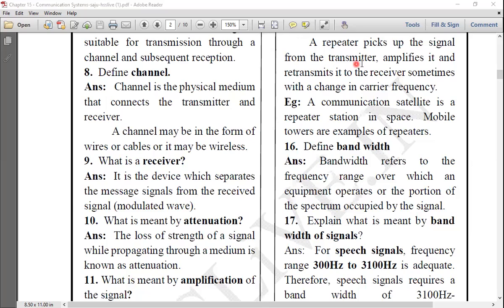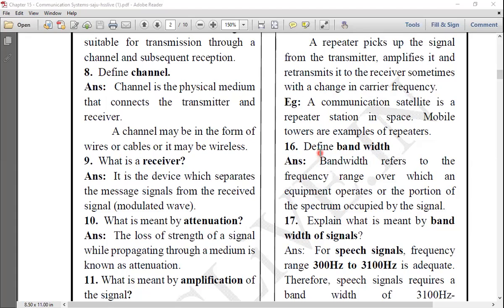Picks up the signal from the transmitter, amplifies it, and retransmits it to the receiver, sometimes with a change in carrier frequency. Okay, that's why when the tower we are getting is near, then we will get good strength of signal.